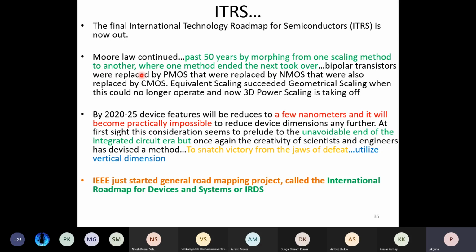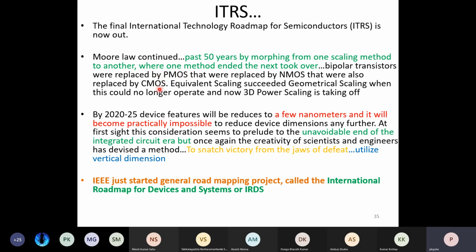Okay, and we started with bipolar transistors, because in the initial days MOSFET development and fabrication was very difficult. So people managed to fabricate bipolar transistors in the initial days, but then they realized it is not easy to scale down bipolar transistors. So bipolar transistors were replaced by PMOS, because initially we couldn't fabricate NMOS for various reasons.